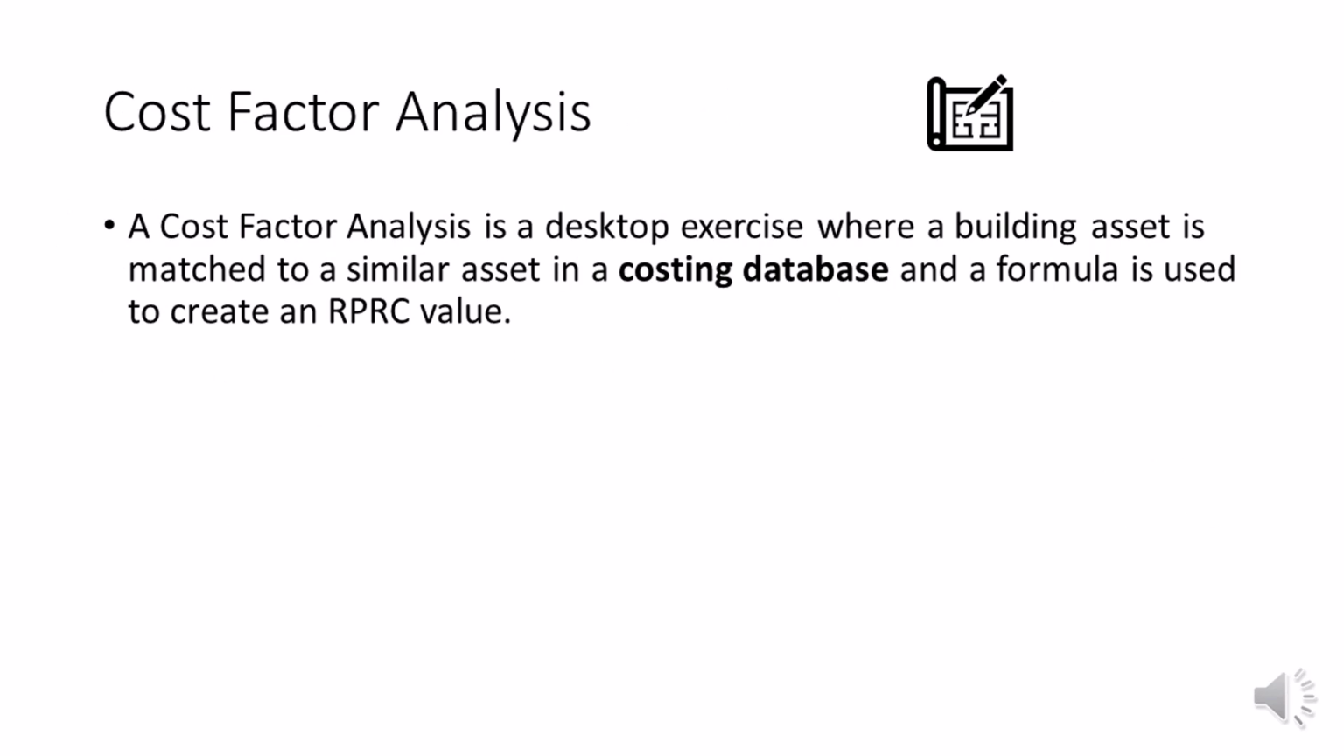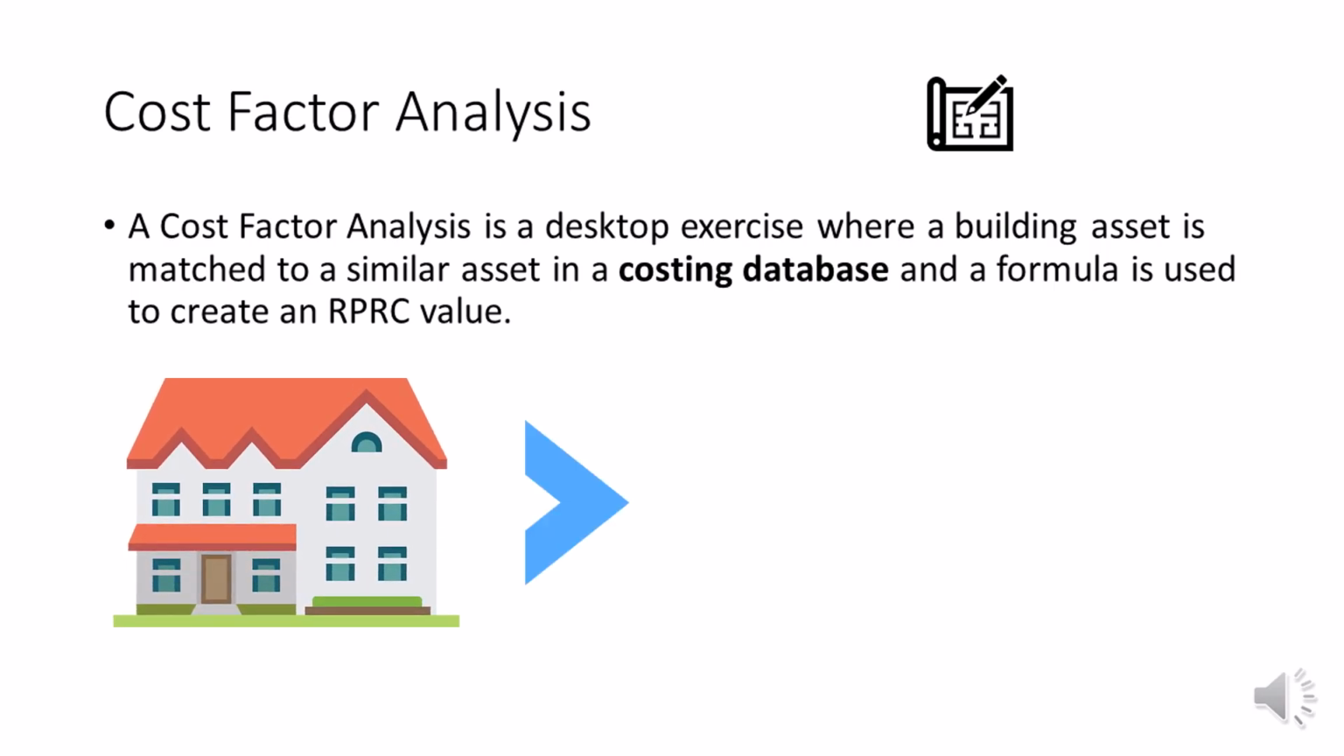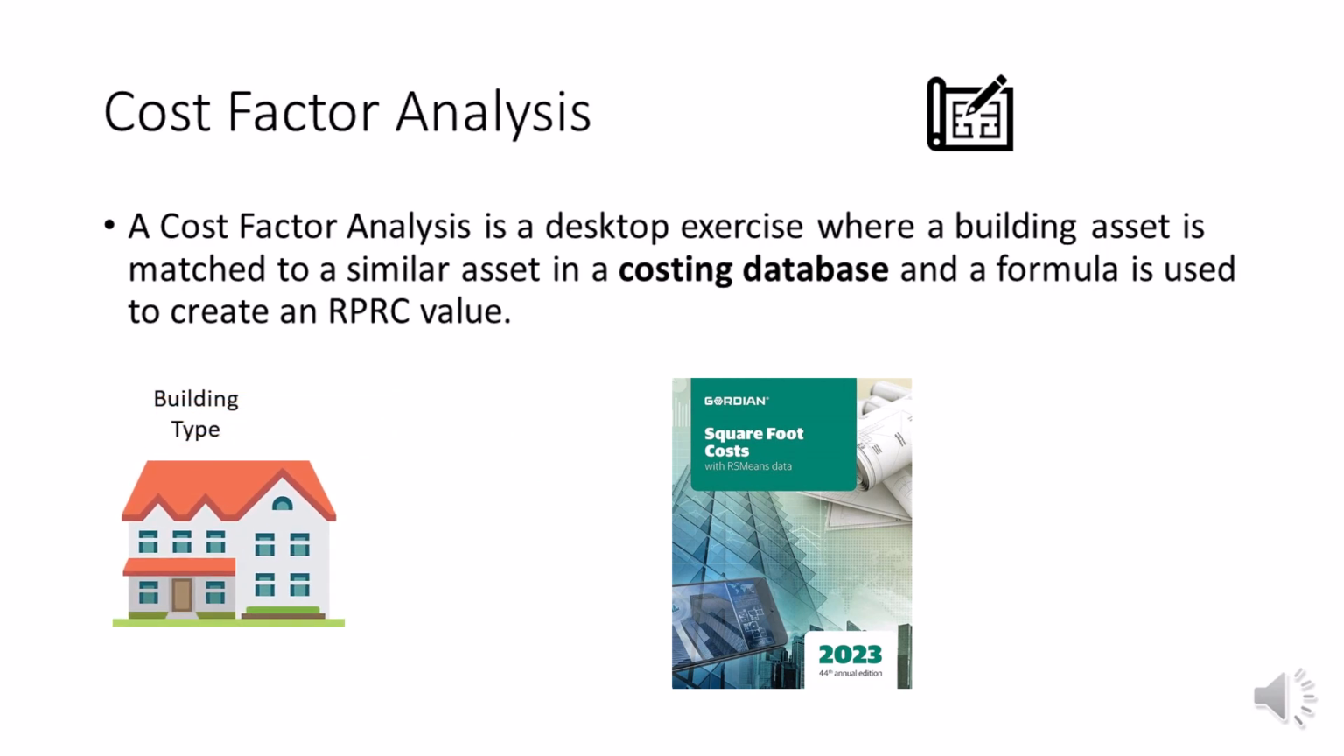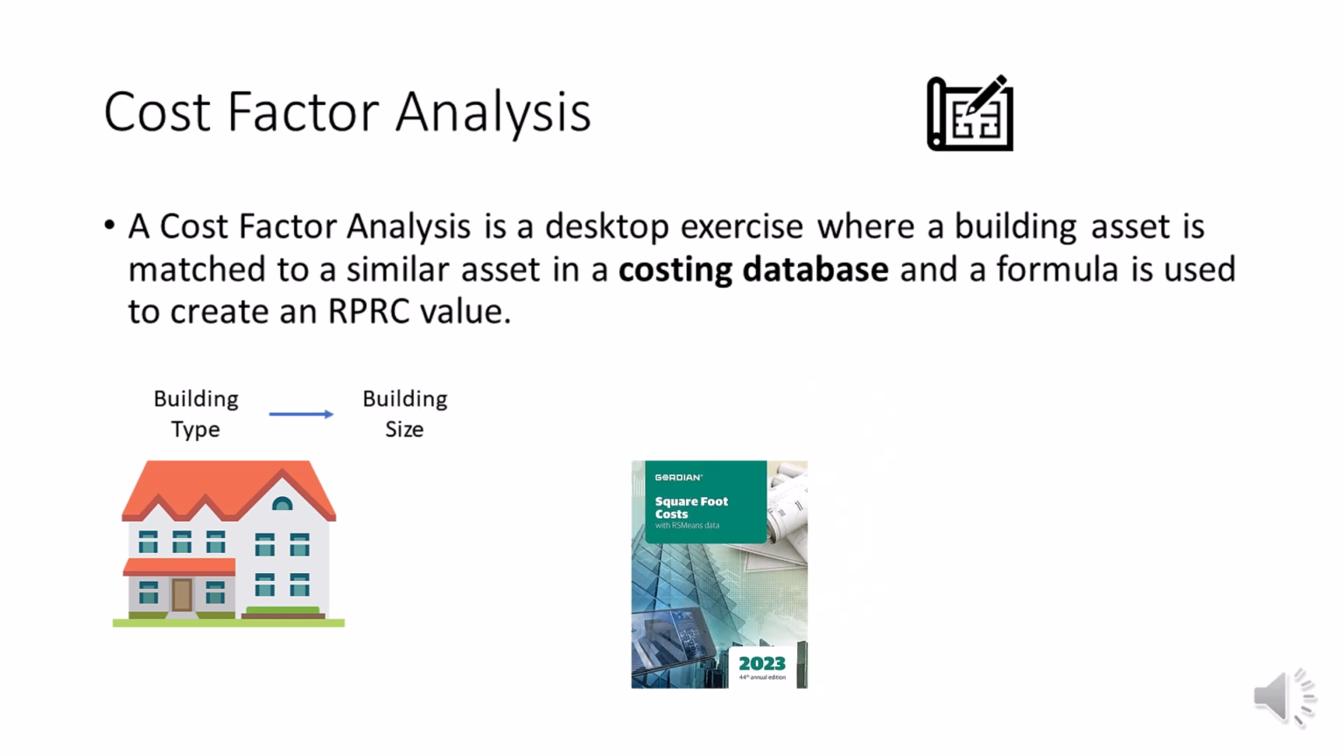Another method of computing the RPRC is a cost factor analysis. The cost factor analysis is a desktop exercise where a building is matched to a similar asset in some type of costing database, and then we use a formula to create an RPRC value. So we would look for a building type that we currently have and compare it to a database. We would look at the building size. The database would give us a cost per size value. We then modify that by a location modifier, and that would give us a replacement cost.